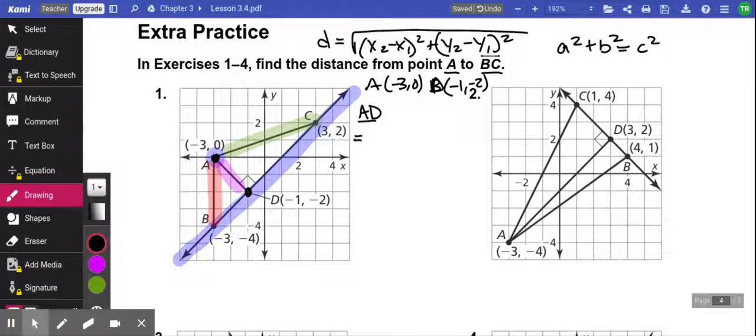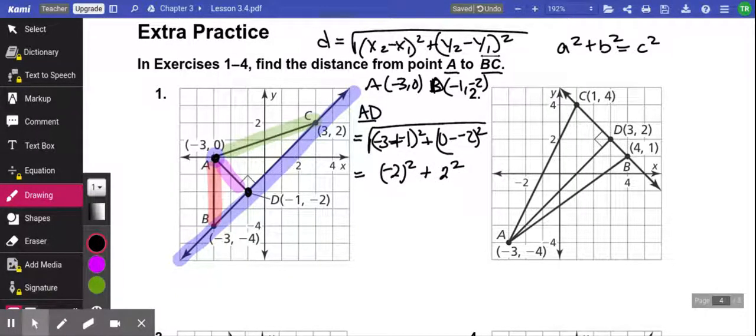So I'm going to do the distance formula. I'm going to take my x's, negative 3 minus negative 1 squared, plus the y values, which is going to be 0 minus negative 2 squared. So this is equal to negative 3 plus 1, which is negative 2 squared, plus 2 squared, which is equal to the square root of 4 plus 4, which is equal to the square root of 8.